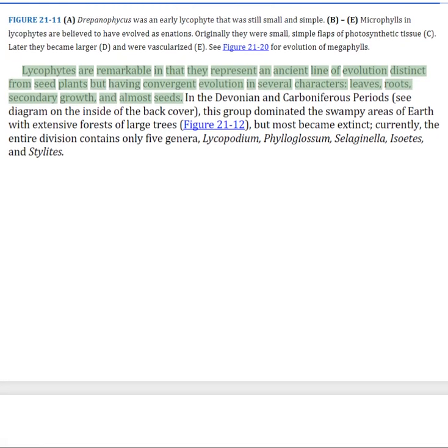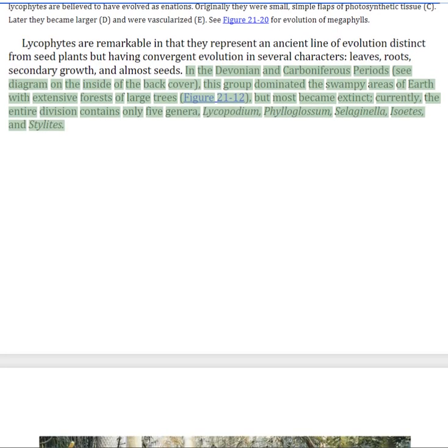Lycophytes are remarkable in that they represent an ancient line of evolution distinct from seed plants but having convergent evolution in several characters: leaves, roots, secondary growth, and almost seeds. In the Devonian and Carboniferous periods, this group dominated the swampy areas of Earth with extensive forests of large trees, but most became extinct. Currently, the entire division contains only 5 genera: Lycopodium, Phylloglossum, Selaginella, Isoetes, and Stylites.